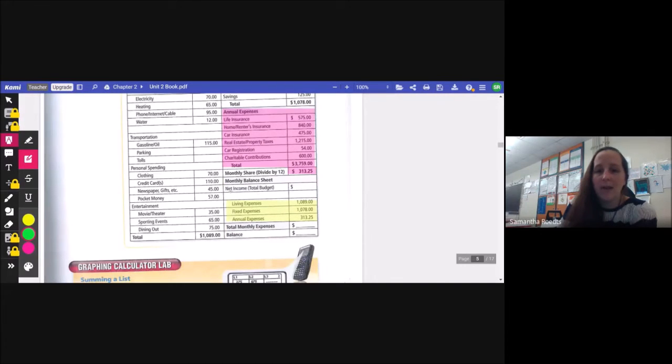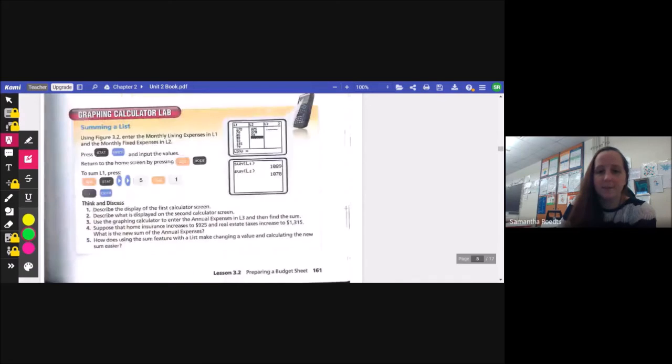Now my net income is whatever I normally make. My living expenses, my fixed expenses, and my annual expenses I add to get my total monthly expenses. Then I take my net income minus my total monthly expenses, and that's my balance at the end.